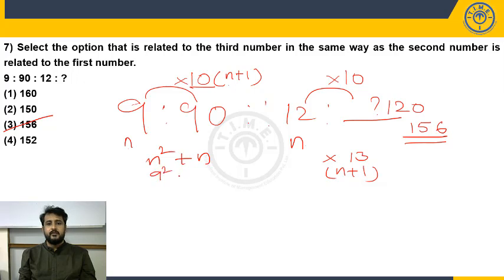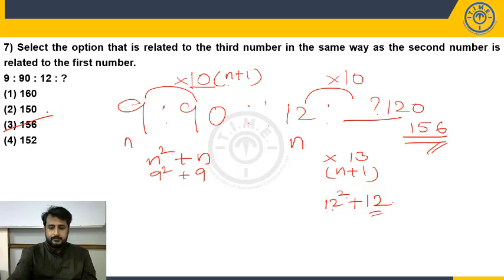Or you can also represent in another way, that is n square plus n, where n is 9. 9 square plus 9, 81 plus 9, 90. Similarly, 12 square plus 12. 12 into 13, nothing but I can write it in the form of 12 square plus 12. 12 square 144 plus 12 is 156. So my answer is 156. Choice 3.